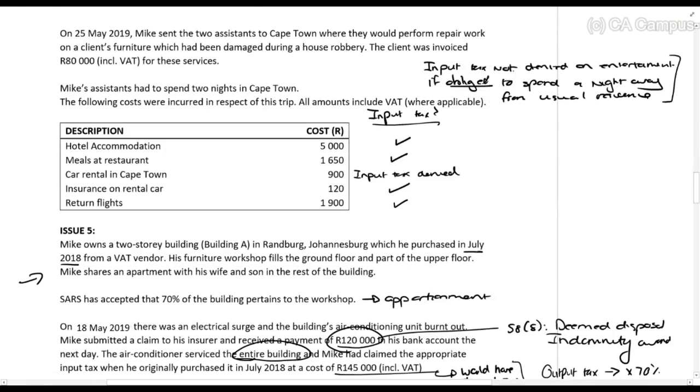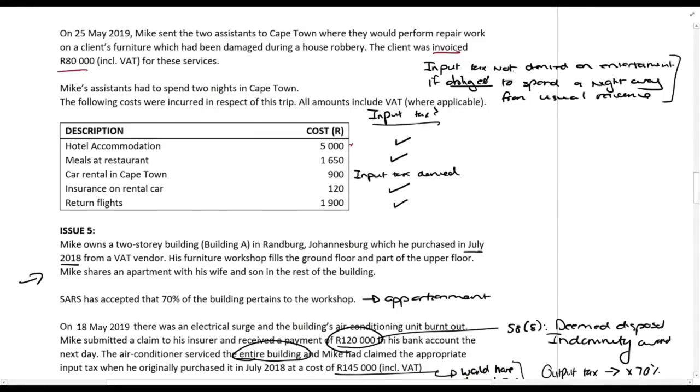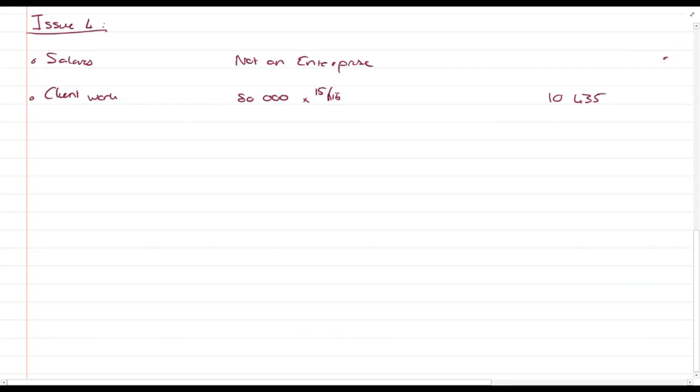Okay, so this is now the people that went down to Cape Town. The client was invoiced 80,000 rands for the services. So client work, 80,000 rands. So this is output tax, guys, times 15 over 115. Okay, then hotel accommodation, 5,000 rands. So 5,000 times 15 over 115. Input tax, guys, there we go.